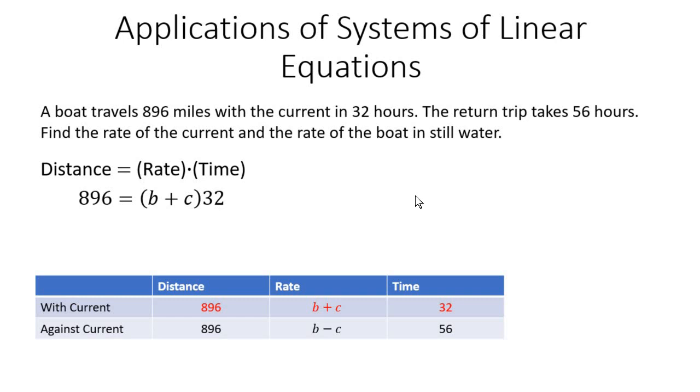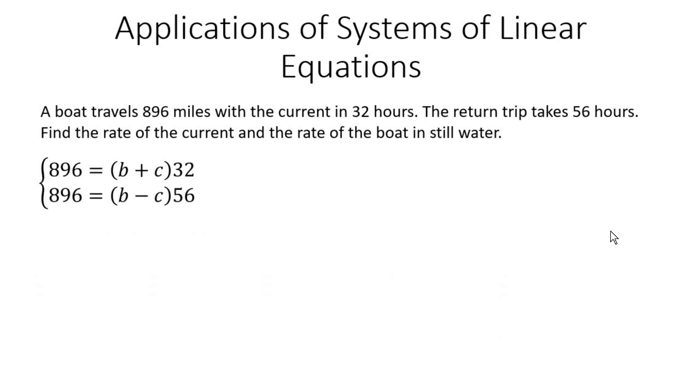Then I look at the second row, I have the same kind of equation. 896 is equal to the rate, boat speed minus current speed, or boat rate minus current rate, multiplied by 56 hours, which is the time. So I get these two equations. I have now a system of equations that I can solve. Here's my system of equations.